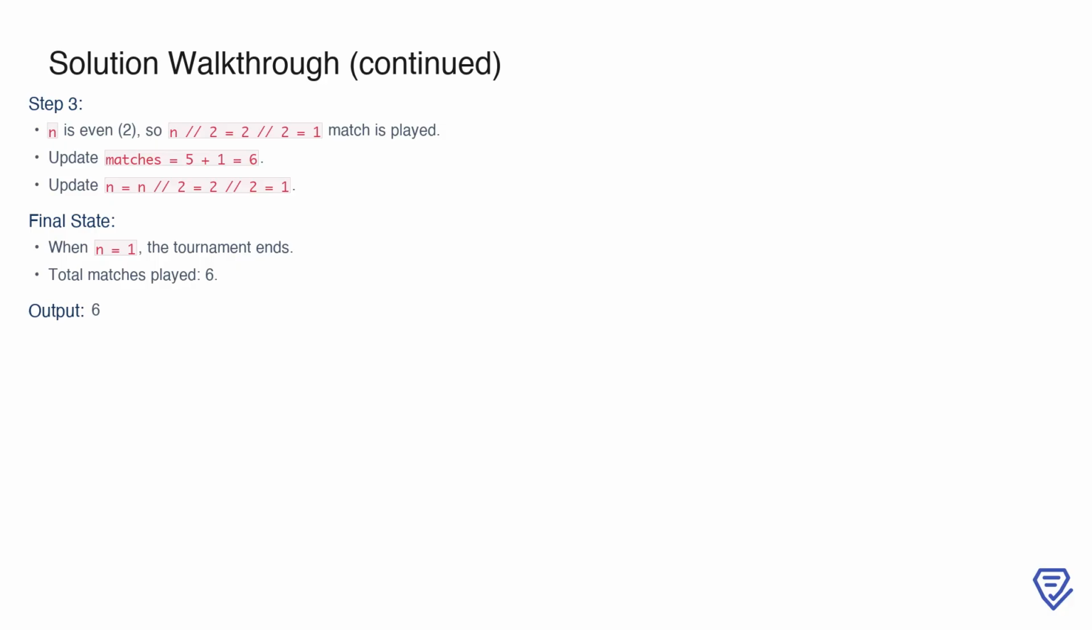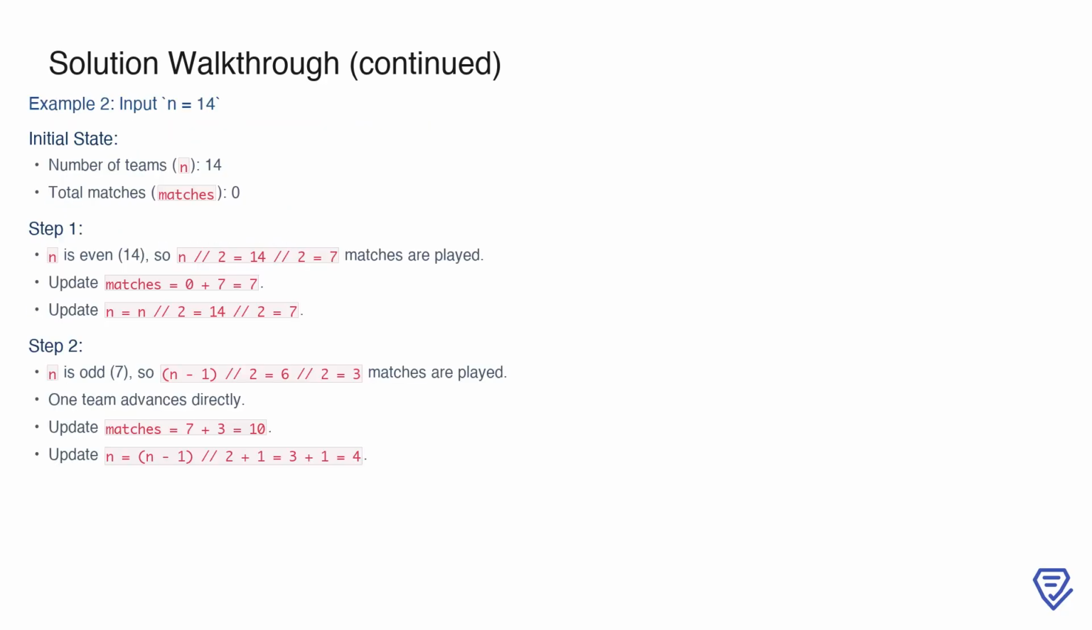Once n becomes 1, the tournament ends because there are no more teams available to play matches. The total number of matches played in this case is 6, so the output for an input of 7 is 6. Now, let's consider another example with n equals 14.